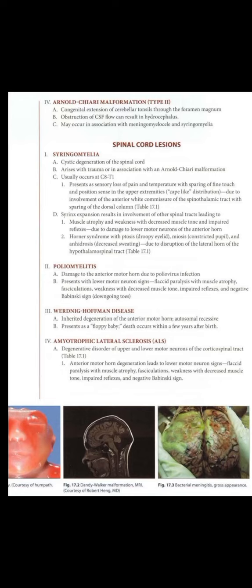Number 4. Amyotrophic lateral sclerosis. Degenerative disorder of upper and lower motor neurons of the corticospinal tract. Anterior motor horn degeneration leads to lower motor neuron signs: flaccid paralysis with muscle atrophy, fasciculations, weakness with decreased muscle tone, impaired reflexes, and negative Babinski sign.